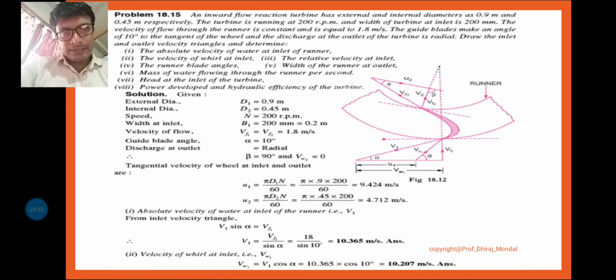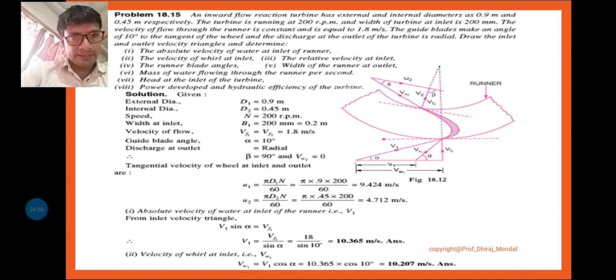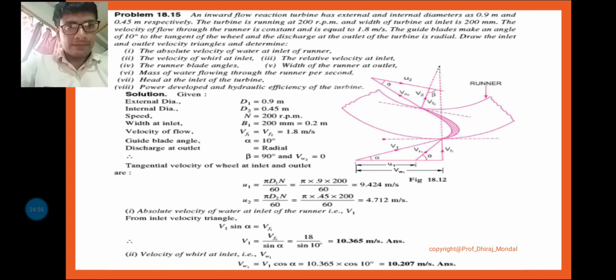Now the tangential velocity of wheel at inlet and outlet can be written as u1 is equal to pi d1 n by 60 and u2 is equal to pi d2 n by 60. If I put all the values of d1, d2 and n, then I can get u1 is equal to 9.4224 meter per second and u2 is equal to 4.712 meter per second.